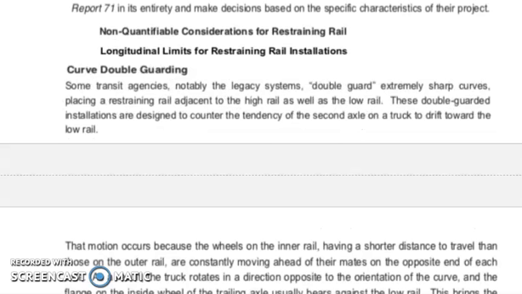So we also have what we call double guarding. Double guarding is used on extremely sharp curves, wherein we place a restraining rail adjacent to the high rail as well as to the low rail. So that is basically double guarding. This is designed to counter the tendency of the second axle on a truck to drift towards the low rail. So basically, it's for the safety and comfort of the train itself.